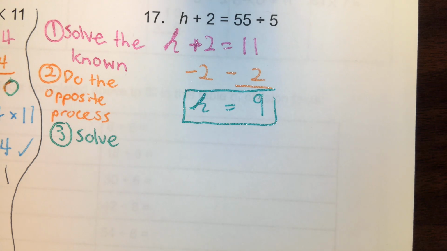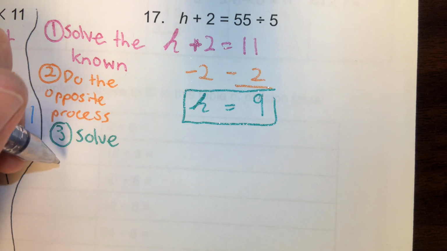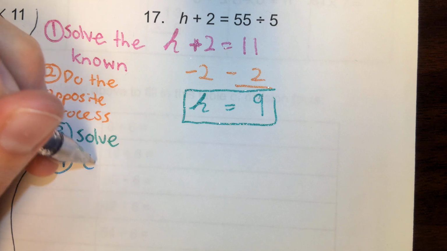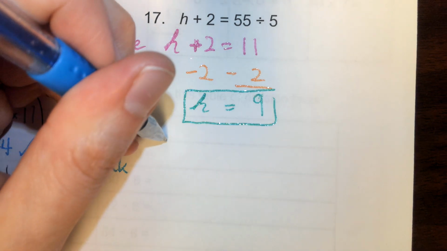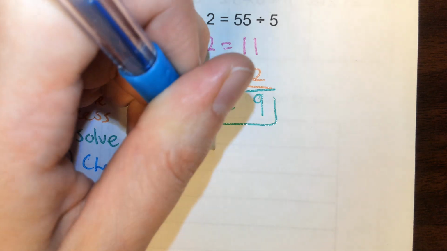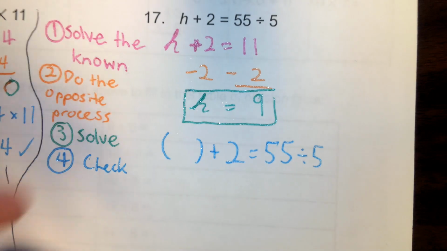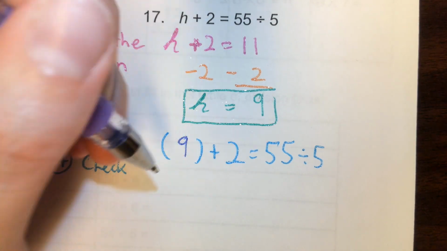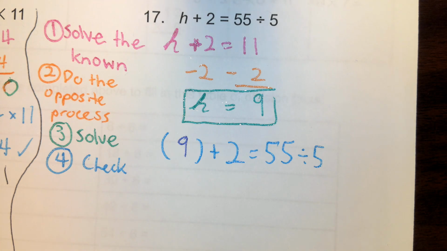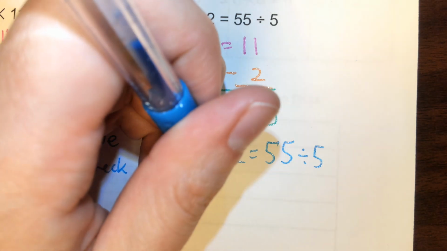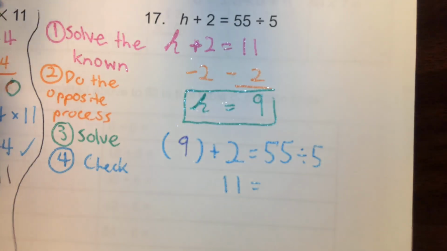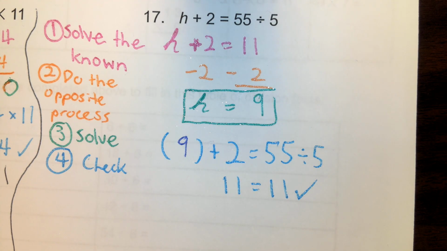Alright, and finally, last but not least, we are going to check again. We have some mystery number plus 2 equals 55 divided by 5. I'm going to plug in our mystery number. Our mystery number seems to be 9. We're going to jump into it. 9 plus 2 is going to be 11. 55 divided by 5 is still 11. 11 equals 11. So we must have done something right. There you have it. That was page 11.